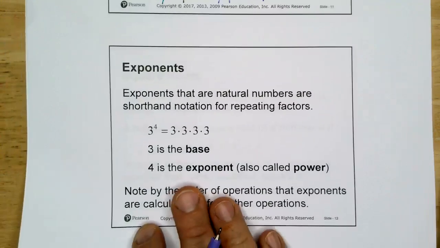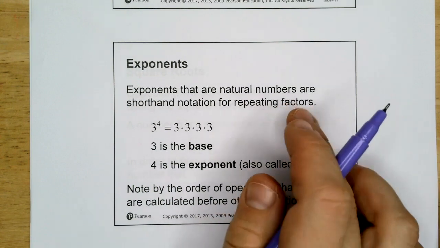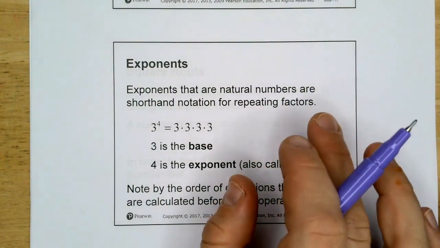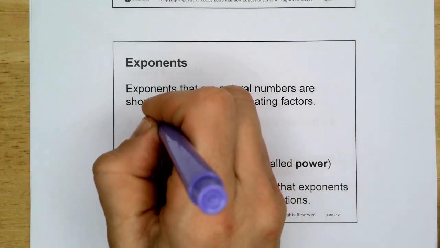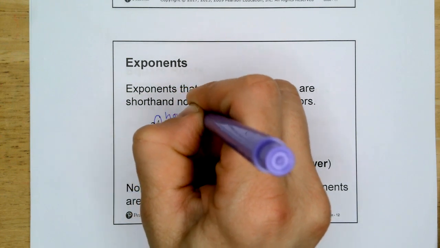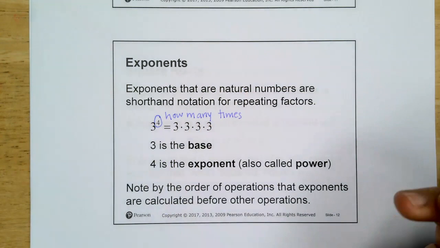All right, moving on to exponents. Exponents that are natural numbers are shorthand notation for repeating factors. Factors means multiplication, okay? Exponents are a shortcut for multiplication. The exponent itself tells us how many times to multiply the base.